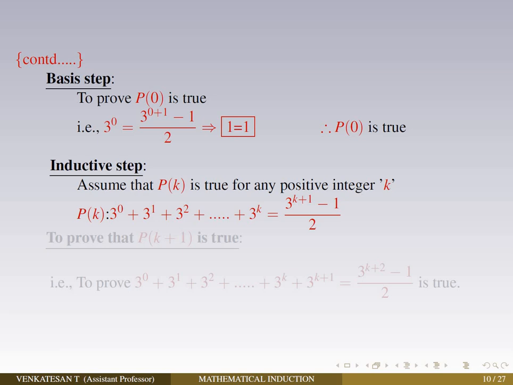That is, my left hand side is 3 power 0 plus 3 power 1 plus etc. plus 3 power k is equal to (3 power k plus 1 minus 1) divided by 2. This is my assumption now. I want to prove P of k plus 1 is true. That is, left hand side expands up to 3 power k plus 1. On the right hand side replacing k value with k plus 1, which gives you (3 power k plus 2 minus 1) divided by 2.